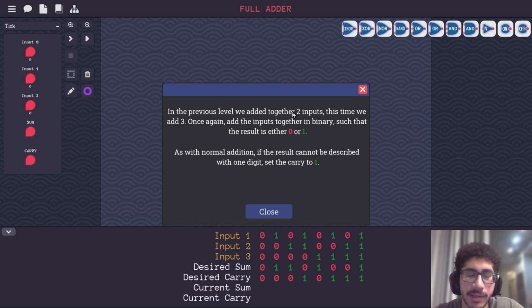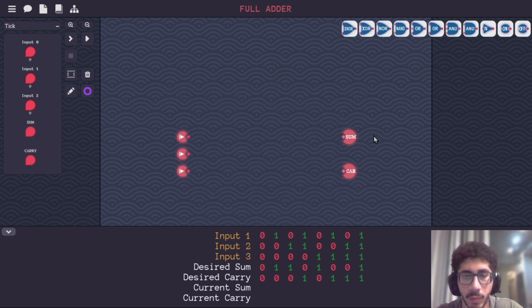In the previous level, we added together 2 inputs. This time we add 3. Once again, add the inputs together in binary such that the result is either 0 or 1. As with normal addition, if the result cannot be described with 1 digit, carry the 1.